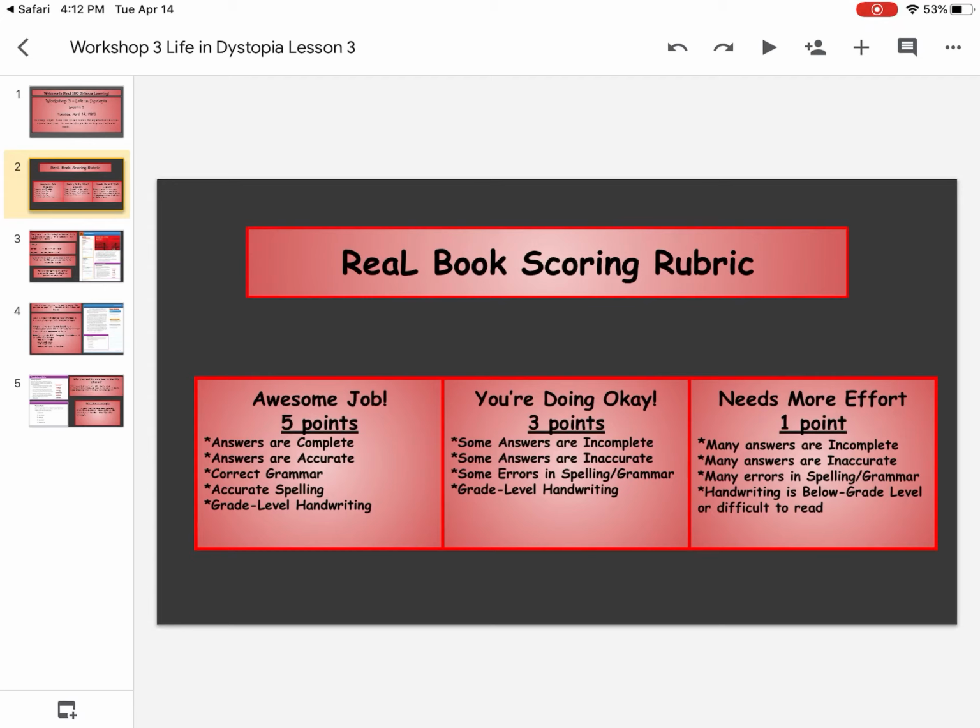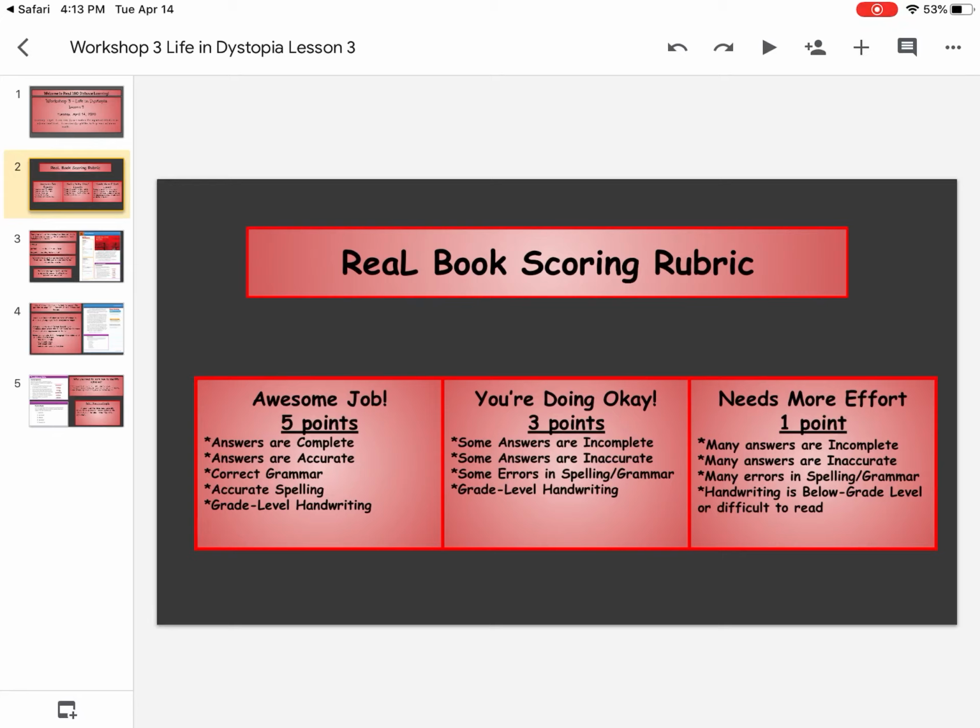As we're moving forward in our real book, this is the scoring rubric that we're going to be using. Since we're doing this a little bit differently than if you were in class, this is one way for me to make sure that you're understanding the material. So every assignment for these 2 pages or moving forward, you will earn 5 points for your work in the real book. You'll be doing an awesome job if you can answer completely, your answers are accurate, you have correct grammar, your spelling is accurate, and you have grade level handwriting.